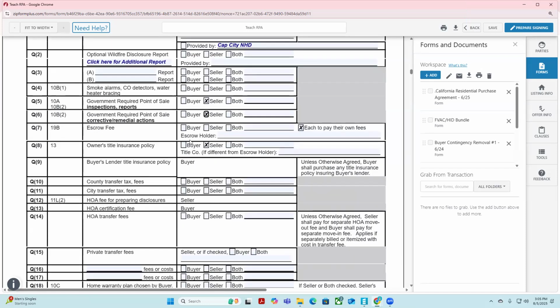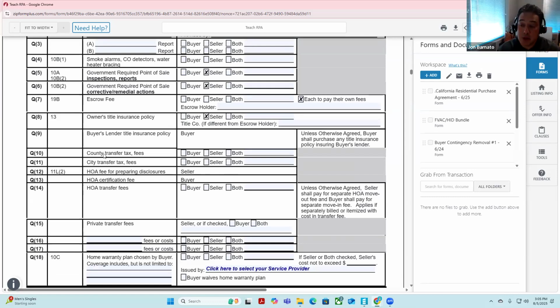Okay. Escrow is typically split, owner's title too. There's also another title policy: the buyer, if they're getting a loan, the lender will get a title policy. Typically the buyer pays that. There's county transfer tax, and there are some cities that have transfer tax. Typically the seller pays the county transfer tax, sometimes it's split. In areas where there's a city transfer tax, typically either it's split or the buyer sometimes pays it. Sometimes the seller pays it. This one really wobbles a lot, the city transfer tax.